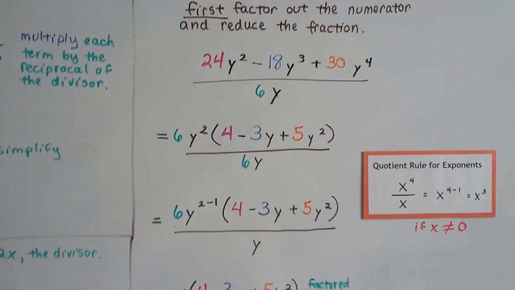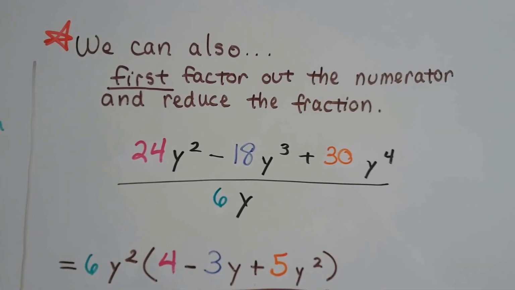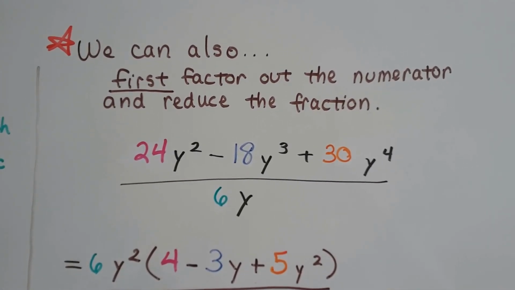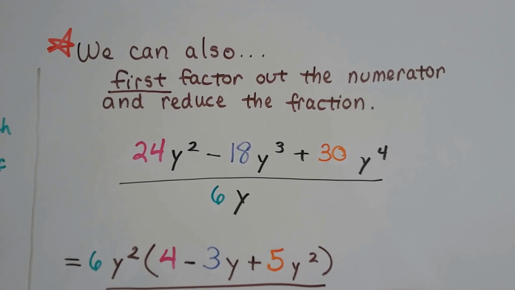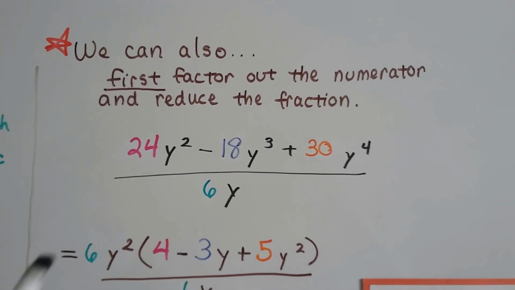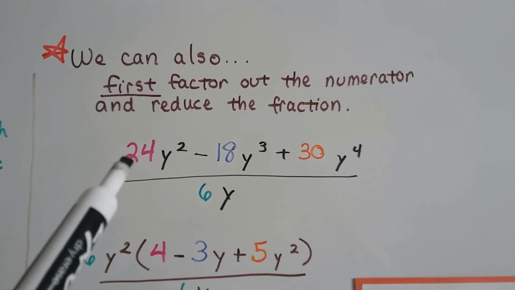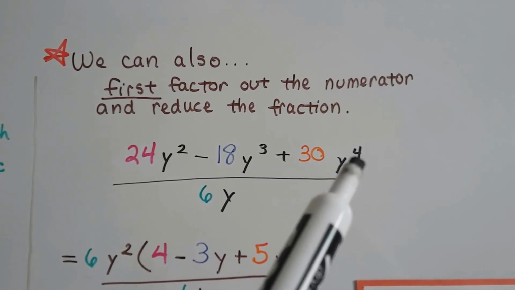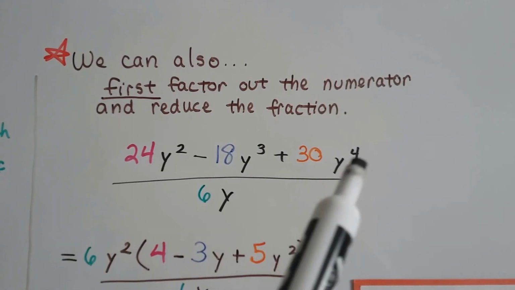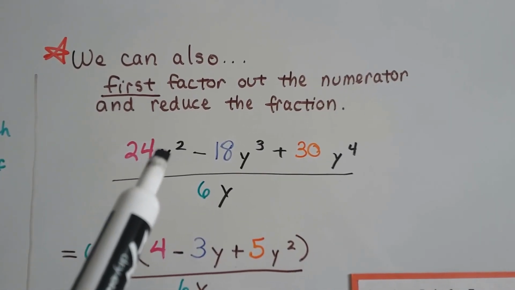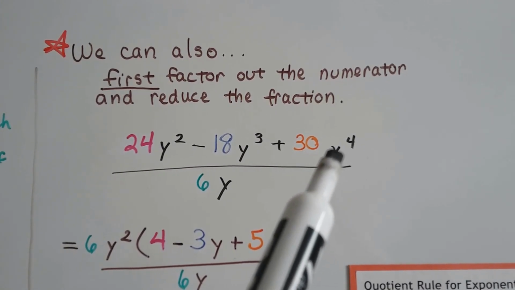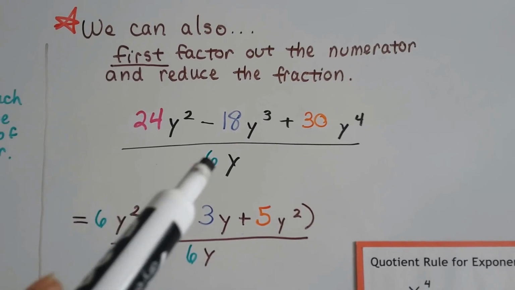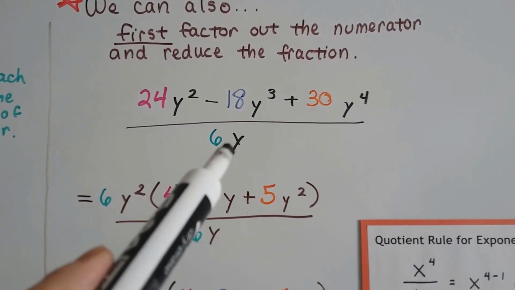Now, there's also another way we can do this, and this is kind of a step up for everybody. This isn't really in the book, but I thought I'd show it to you. We can also first factor out the numerator and reduce the fraction. So if we have a polynomial like 24y squared minus 18y to the third power plus 30y to the fourth power, and yes, this is in exponential order because they're going from least to greatest. We could have written it from greatest to least, couldn't we? And it's being divided by 6y. Well, we're going to go to each one separately, all right?